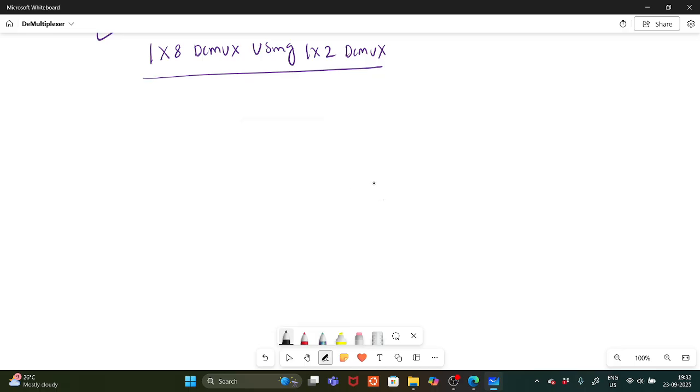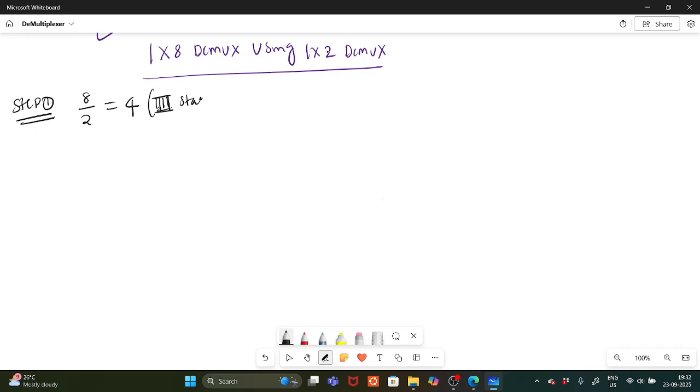Okay. So, how to implement? The steps you need to follow: what are the steps? Step one, you need to divide 8 by 2. What is the quotient? 4. So, this will come in which stage? Second stage. Okay, second stage.